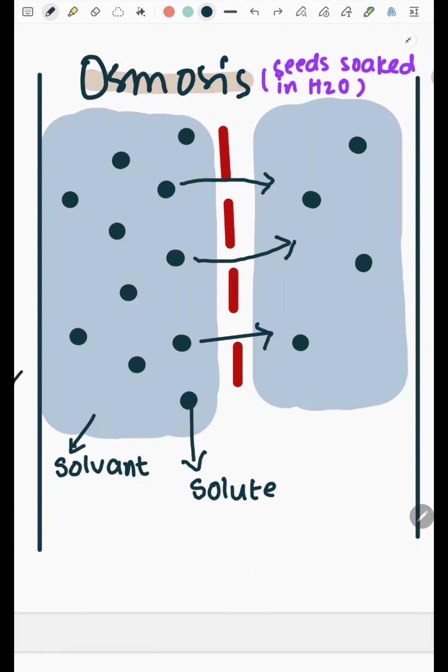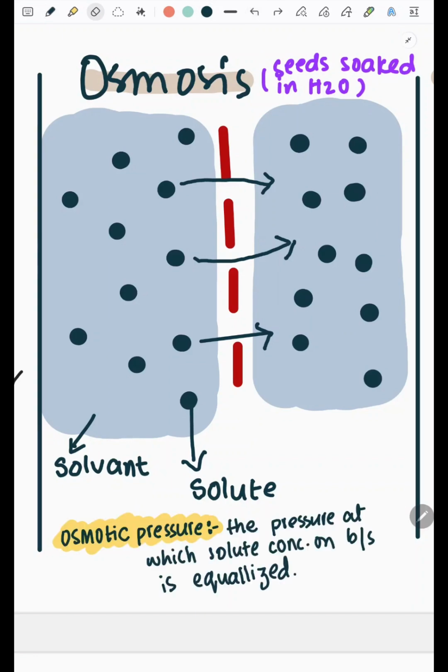Now, as the passage of molecules starts, a time will be reached when the concentration of molecules on both sides will be equalized. That is, an equal number of molecules will be present on both sides, and at this time the pressure on both sides is called the osmotic pressure. Osmotic pressure is the pressure at which solute concentration on both sides is equalized.